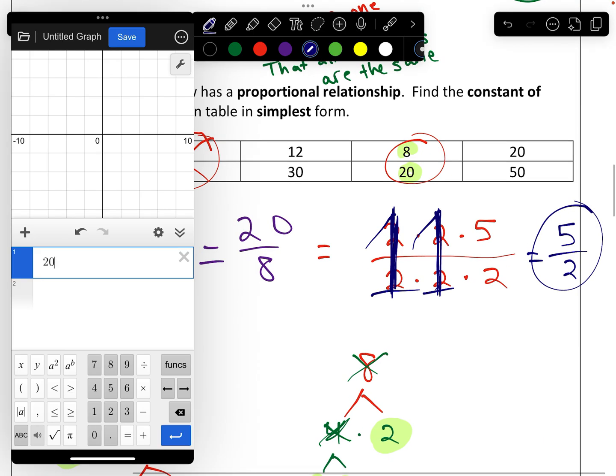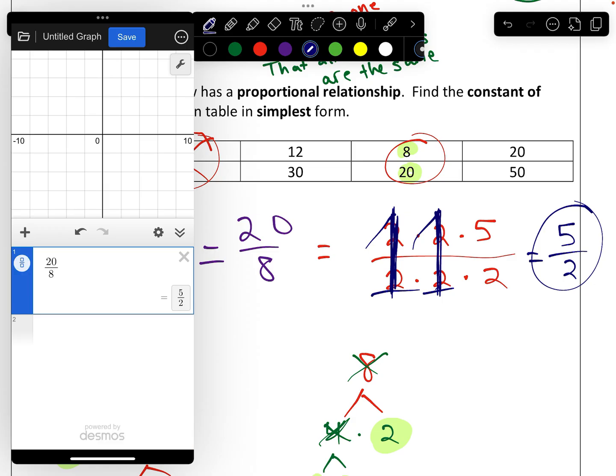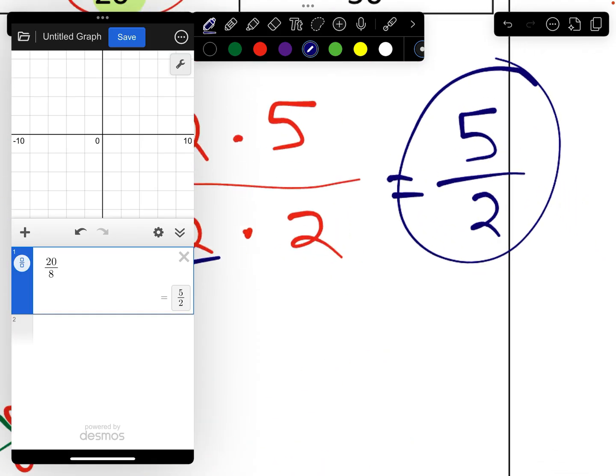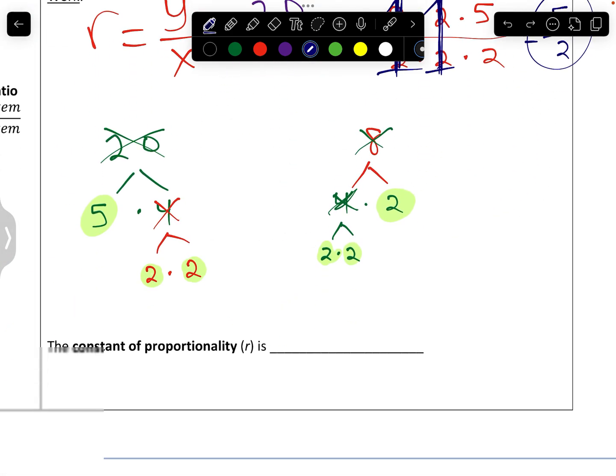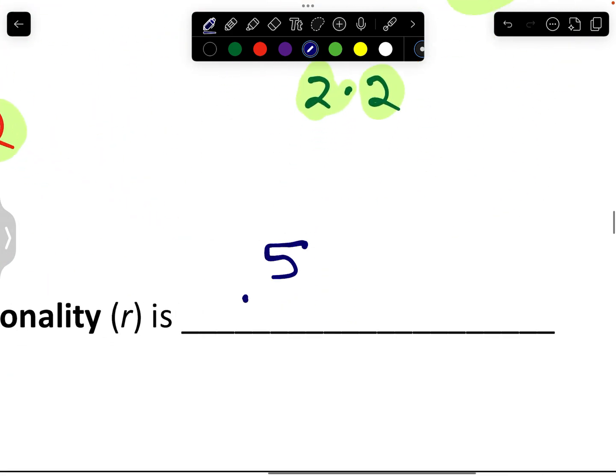So look, 20 over 8 is 2.5. But there's a little circle right here on the left side next to the 20 over 8. If you push that little circle button right there, and you see how it turned white? Look at the fraction. That's the simplified fraction. So you push that button right there, and that's how you can check your work to make sure it's the exact same answer that's right there. So our constant of proportionality is 5 over 2.